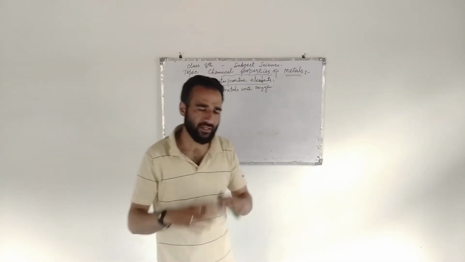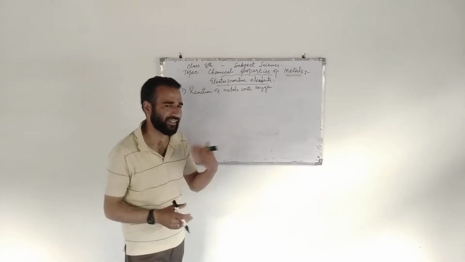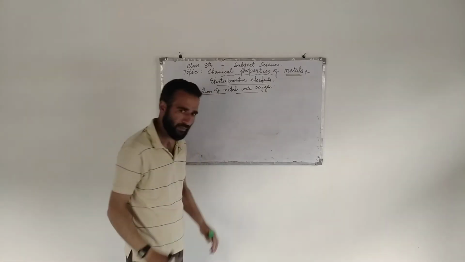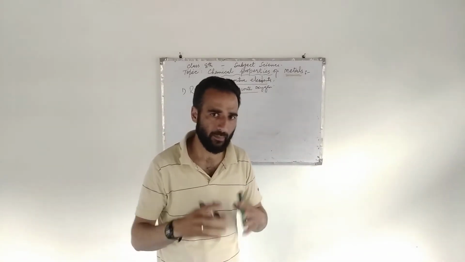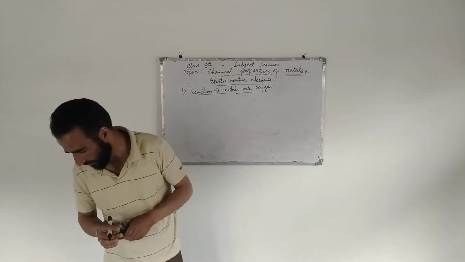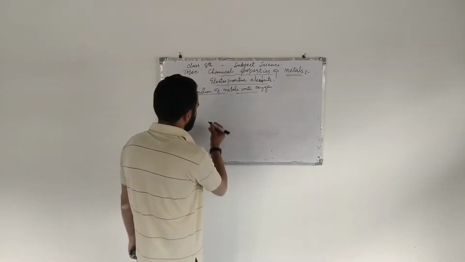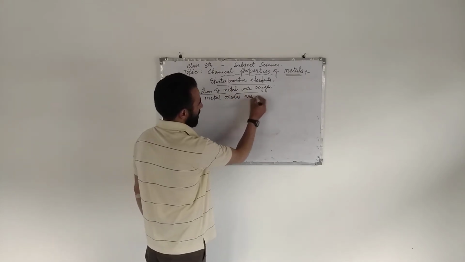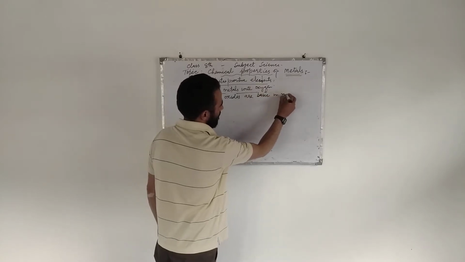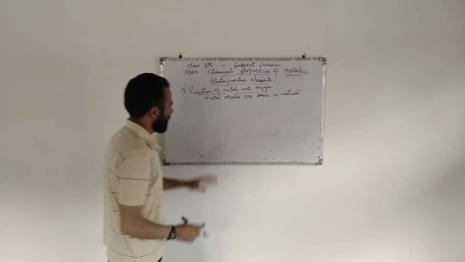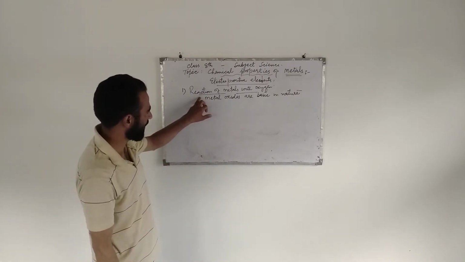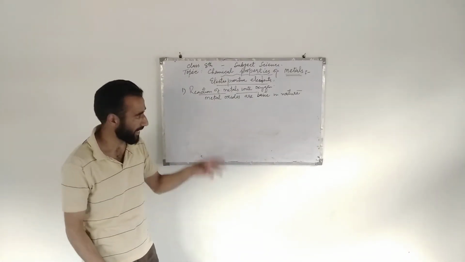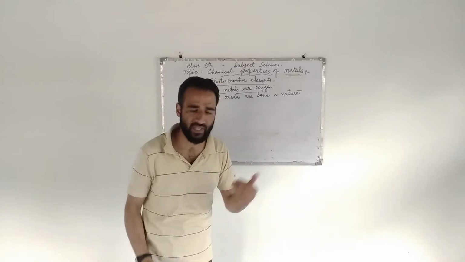When metals combine with oxygen, they form metal oxides. Here we take an example, and these metal oxides are basic in nature. First we have said that in the reaction of metals with oxygen, when metals combine with oxygen, they form metal oxides, and these metal oxides are basic in nature.